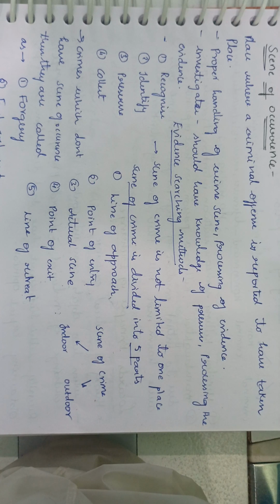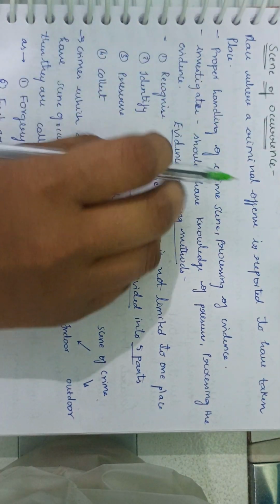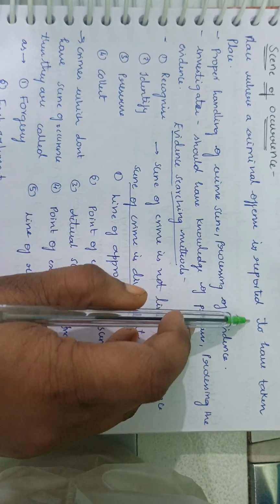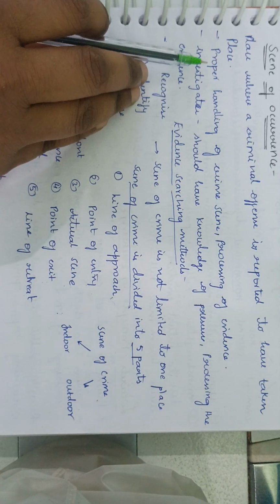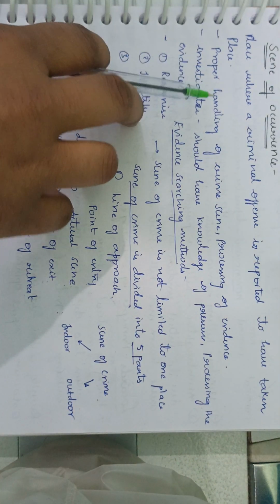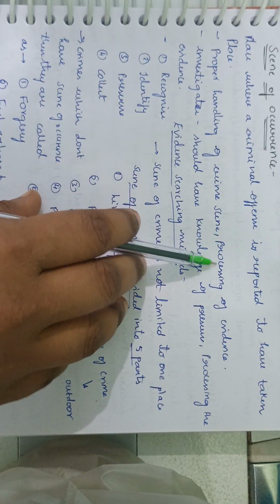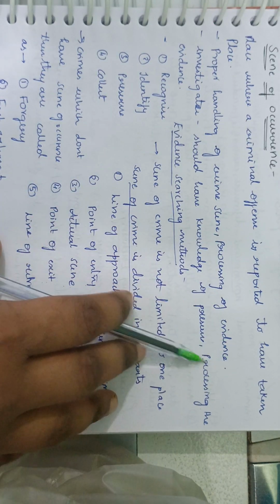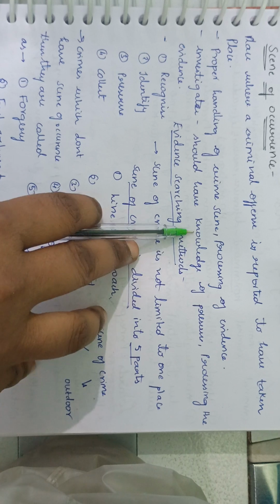Hello, welcome back, guys. So, in this video, we are going to talk about the topic scene of occurrence under forensic science. A scene of occurrence is a place where a criminal offense is reported to have taken place. After a crime is reported to the police, the investigation process is set into motion. Here, the proper handling of the crime scene and processing of the evidence are the crucial steps which have to be taken care of.